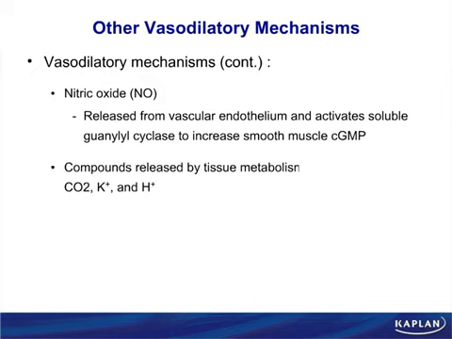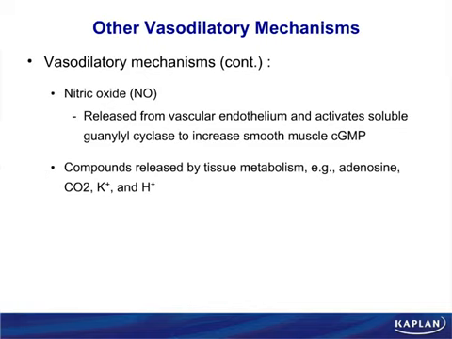Compounds released from the tissue can also do it, related to metabolism, like adenosine, which we get from the breakdown of ATP, carbon dioxide, potassium, hydrogen ion. All of these are vasodilatory mechanisms. So when a tissue increases its metabolism, we will tend to increase its flow. We will see that theme in Chapter 2 as well.